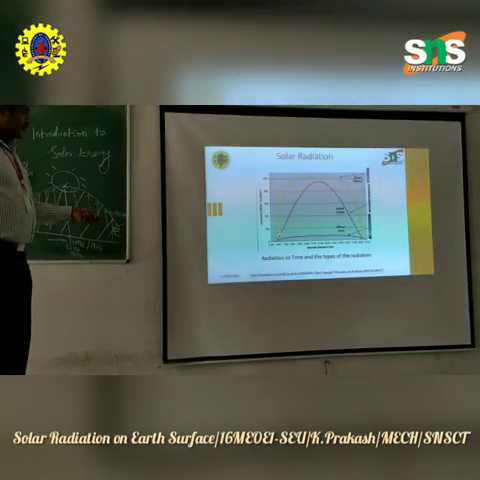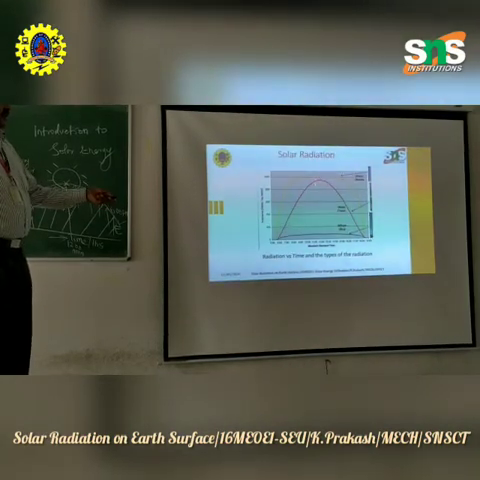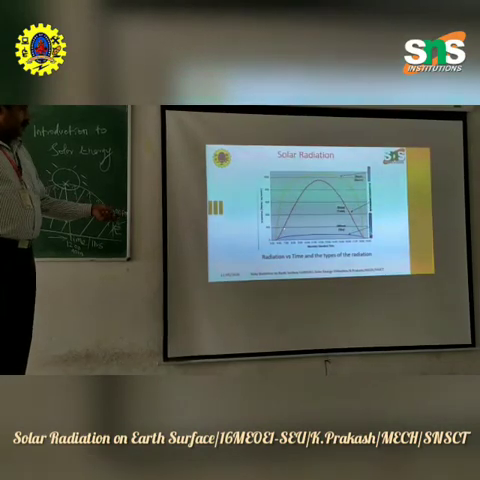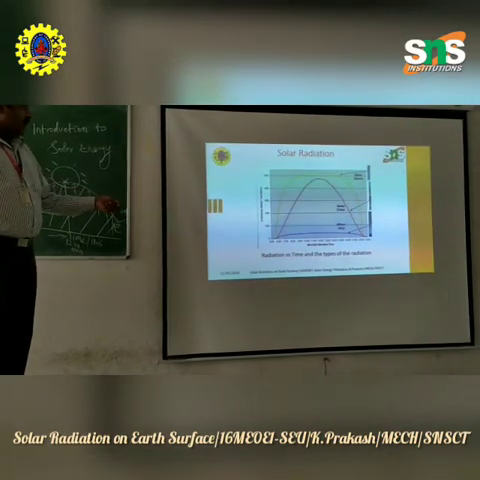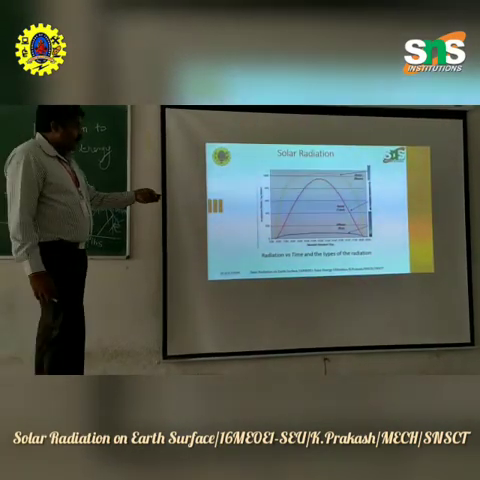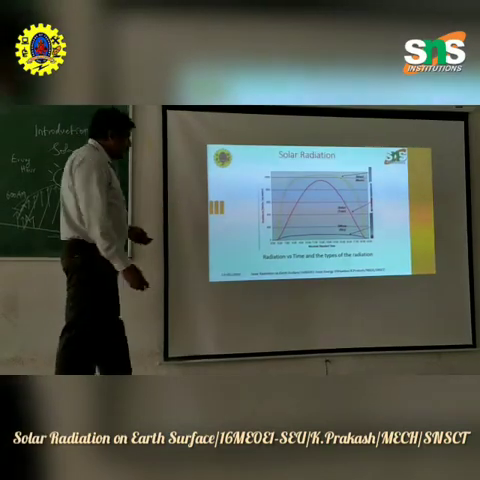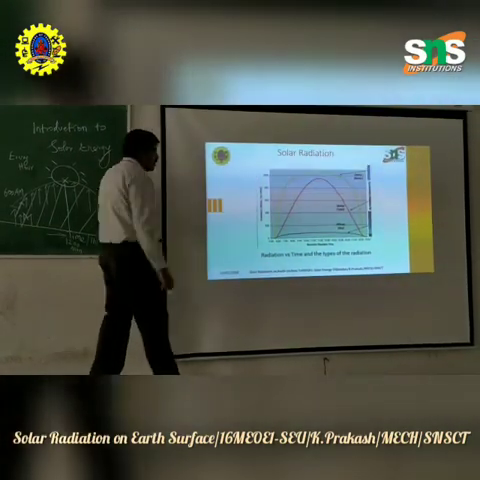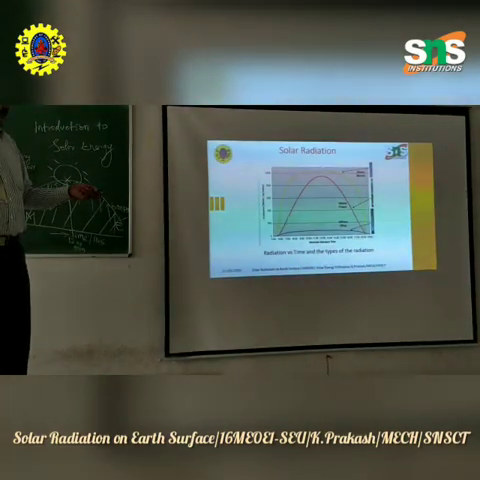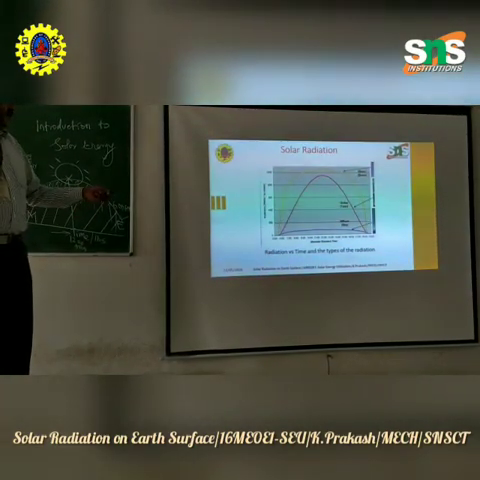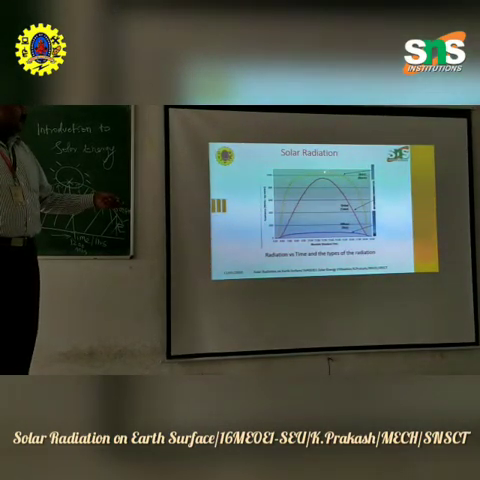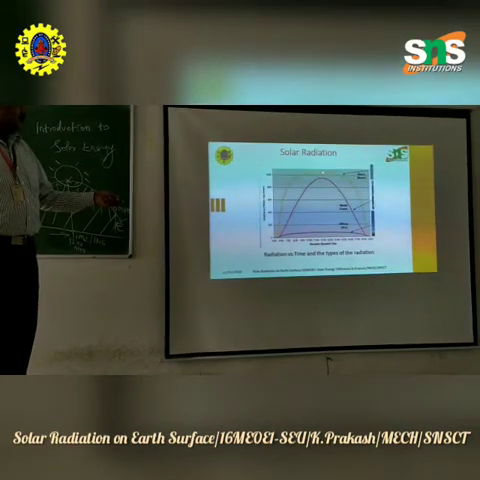Here you can see 3 different graphs available. One is in blue, one is in red, and another one is in yellow. So what we come to know, see here, this is 1000 watts per meter square. This is the solar radiation. The direct beam radiation gives the maximum amount of solar radiation. See, it reaches around 1067.